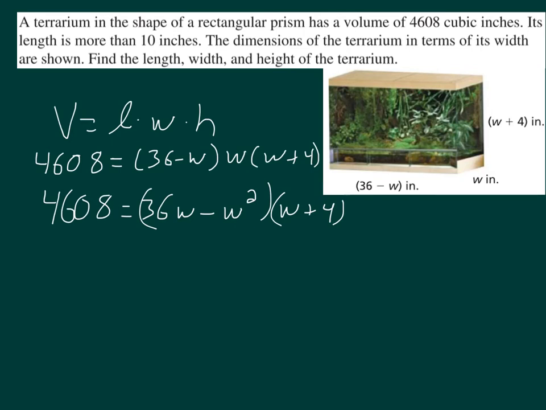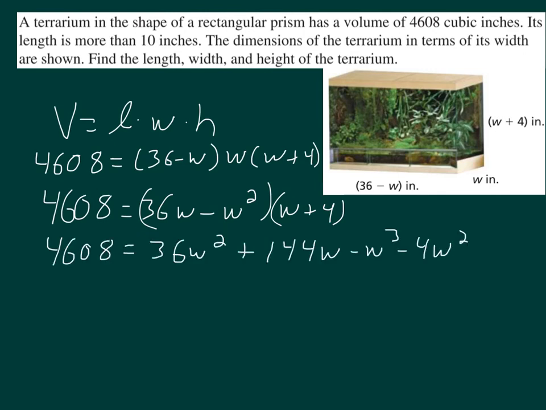Now I have 2 binomials that need to be multiplied, so I can use the distributive property, Punnett square, FOIL, etc., and multiply those 2 binomials. So that multiplication gives me 4,608 equals 36w squared plus 144w minus w cubed minus 4w squared. Now I'm going to combine all like terms, and I need to move everything to one side of the equation so that I can have 0 on the other side.